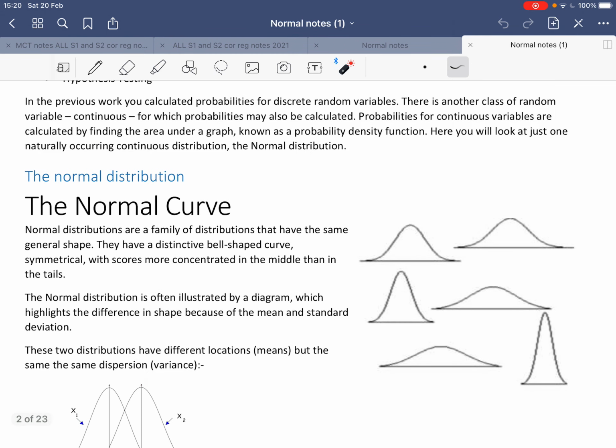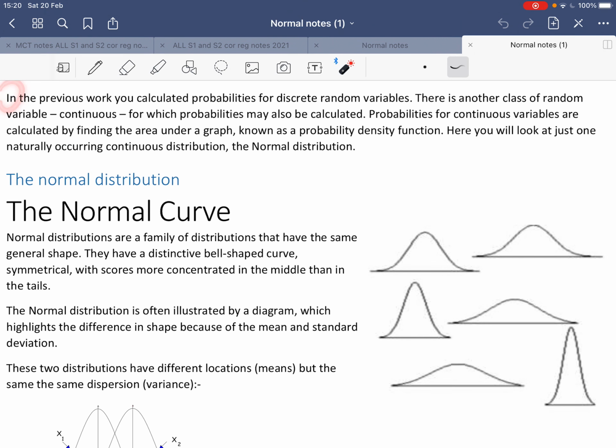Okay, so important, starting here. In previous work, you calculated probabilities for discrete random variables. We were working with the binomial distribution. There's another class of random variables called continuous random variables. Probabilities for continuous variables are calculated by finding the area under a graph known as the PDF, the probability density function. Here you will look at just one naturally occurring continuous distribution, the normal distribution.